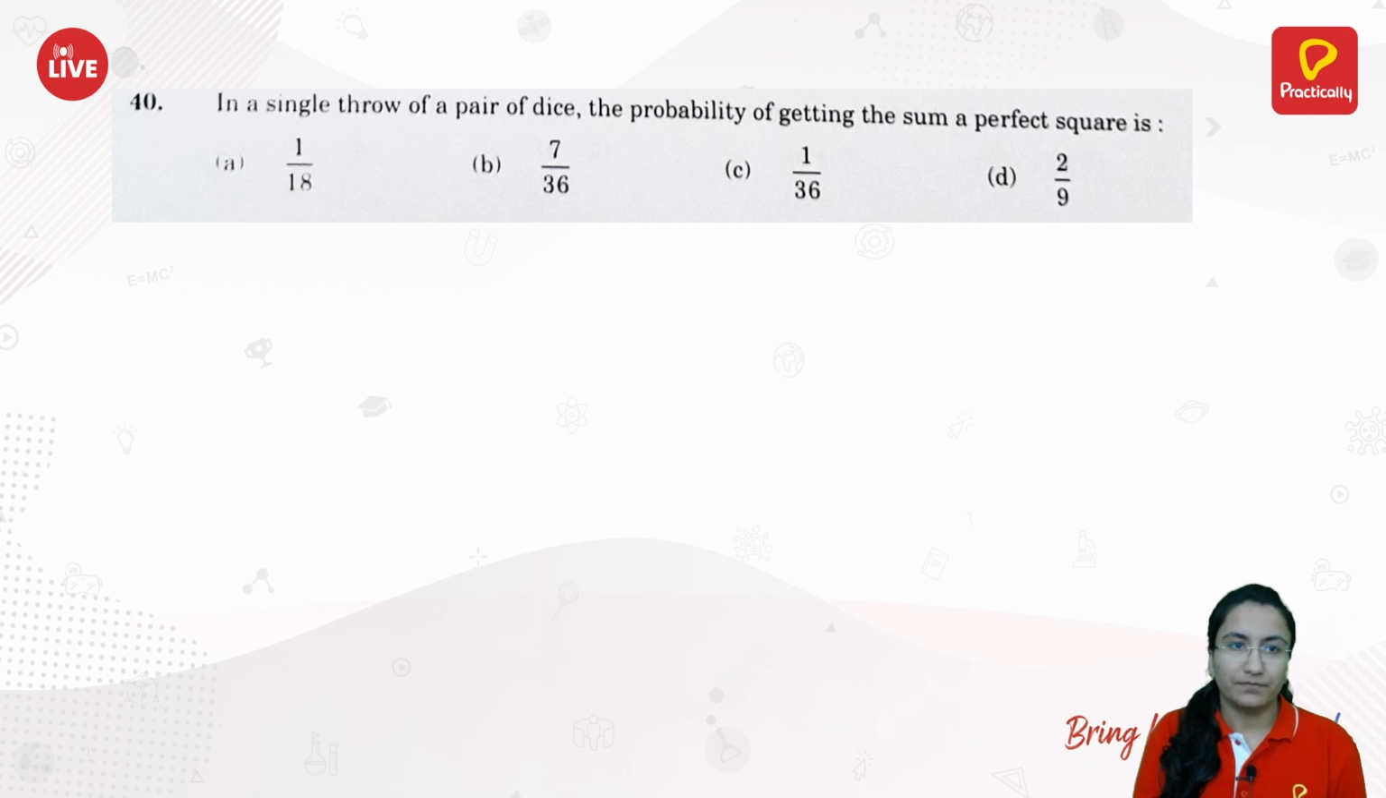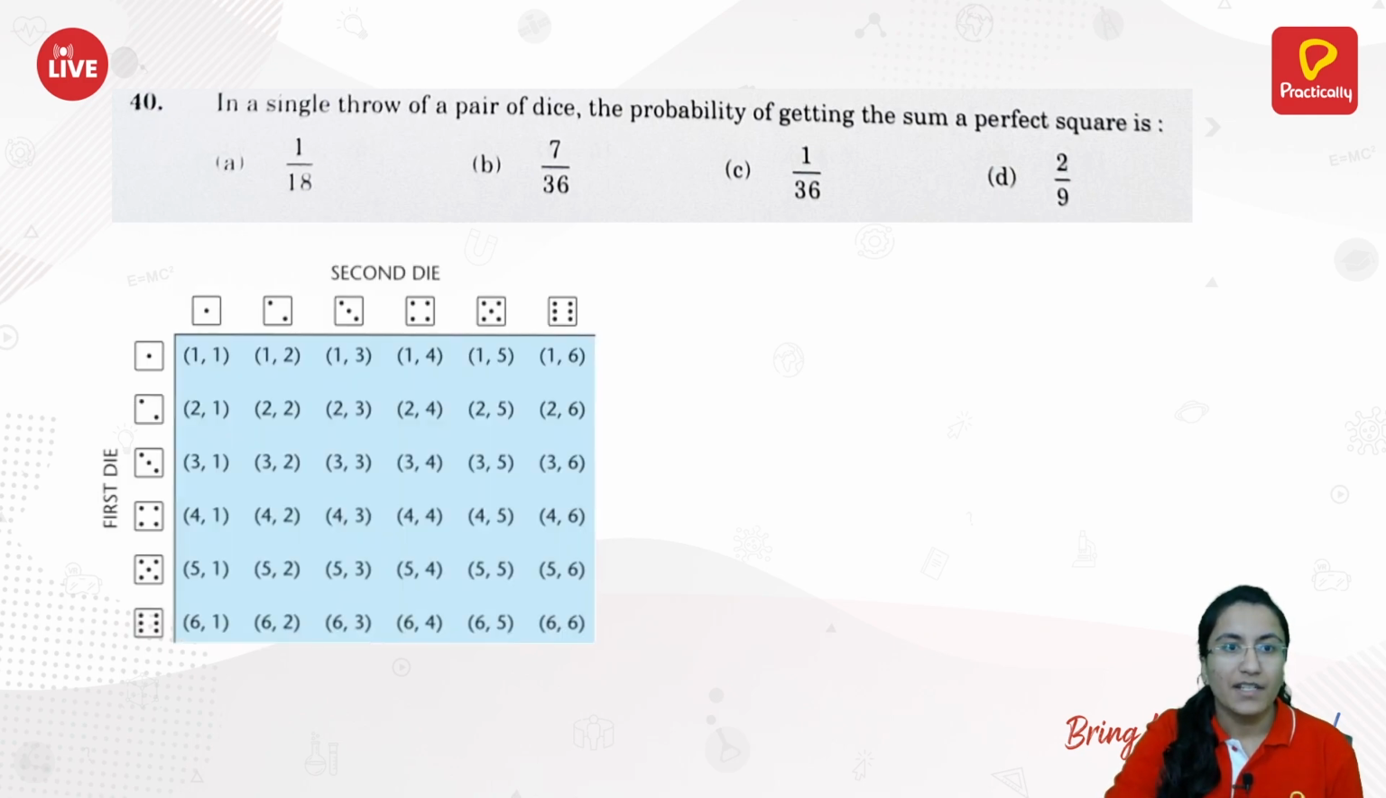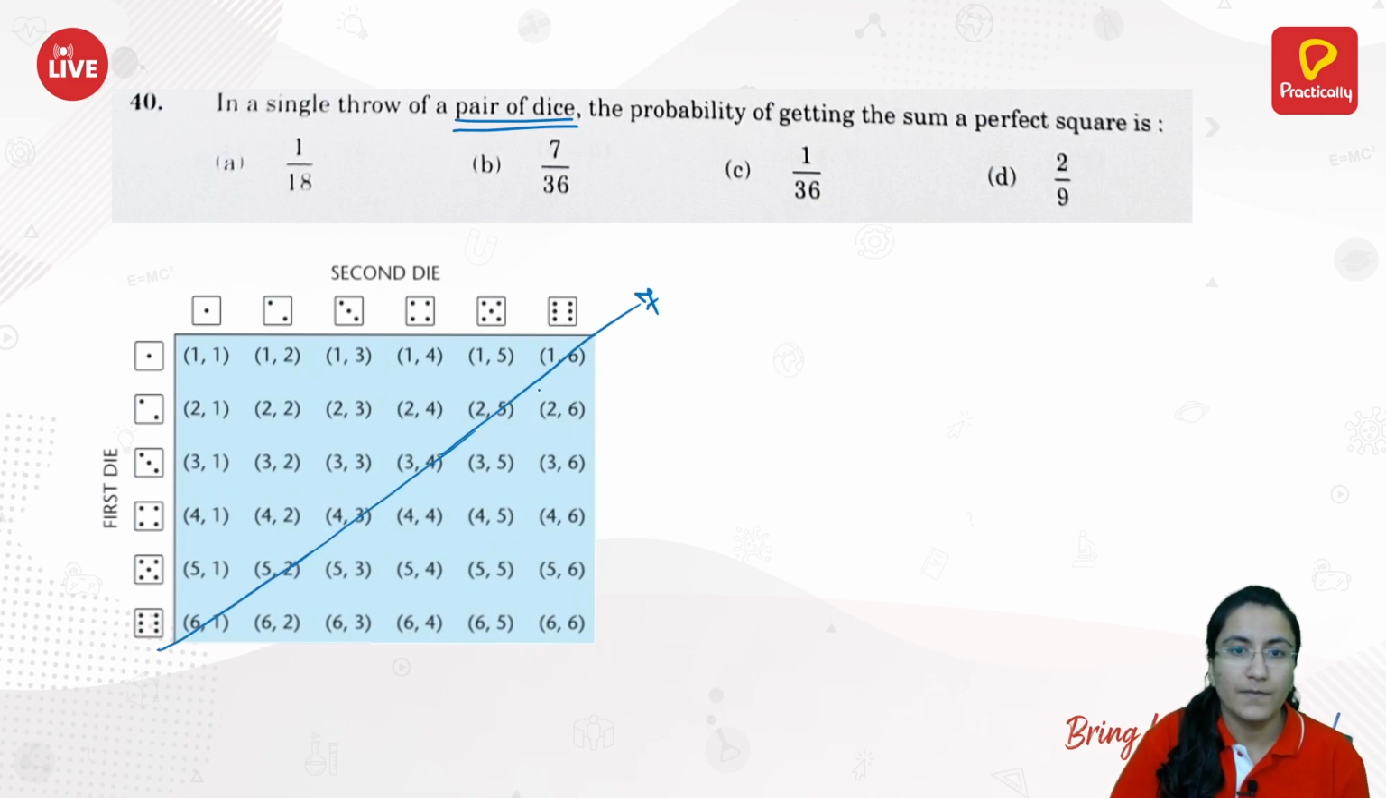Next question is, in a single throw of a pair of dice, the probability of getting the sum a perfect square is? We want the sum to be a perfect square. So for that, we need to first make the sample space of all the possible outcomes. Because we are throwing a pair of dice, this would be our sample space. We know that the sum is like this. If we draw this diagonal, this would give us sum 7.